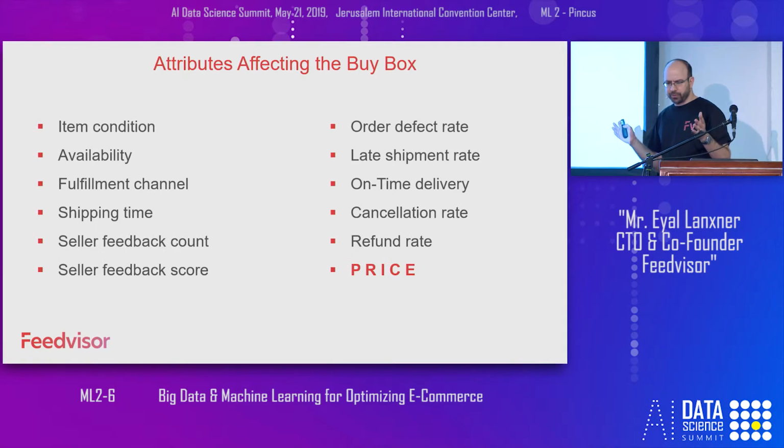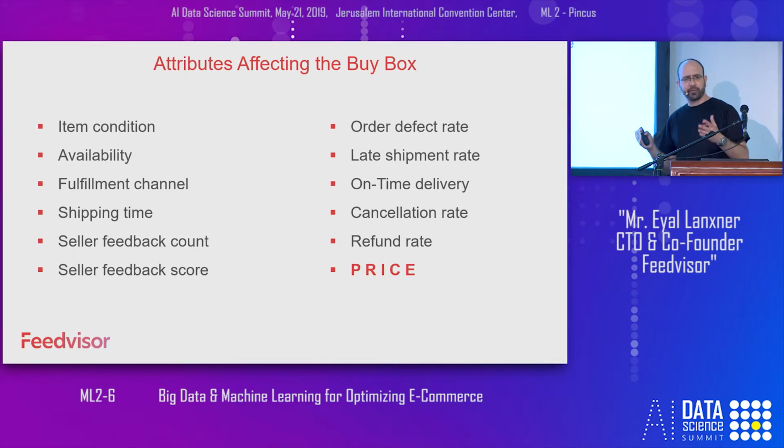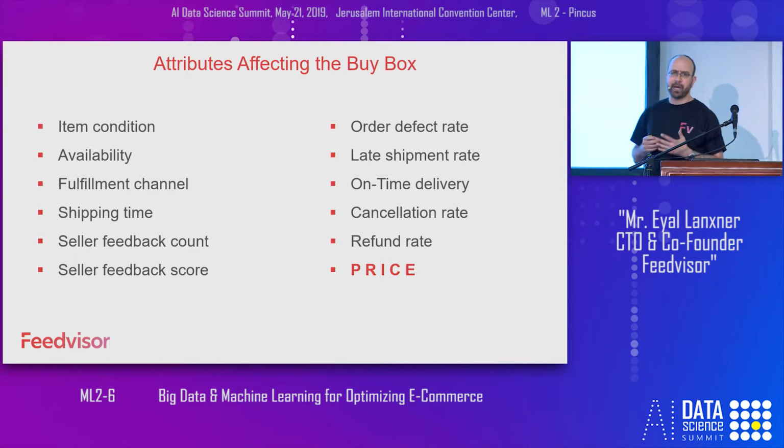There are many attributes that affect the buy box. We don't know, of course, the exact formula of Amazon's buy box algorithm, but we do know that it is affected by many attributes. It can be the condition of the item you're selling, the availability, fulfillment channel, the shipping time, your feedback count and score, and other operational attributes, and of course price. Price is a major factor in Amazon's buy box algorithm. It's not the only factor, for sure, but it is a major factor.